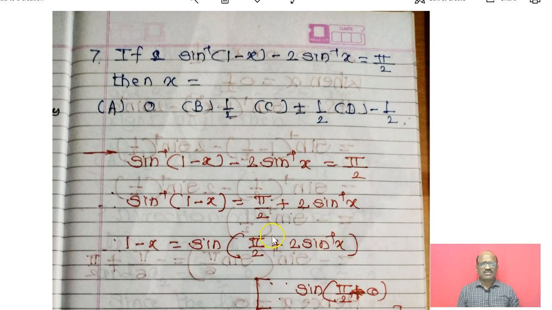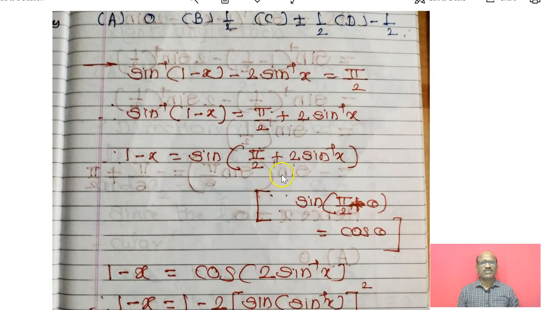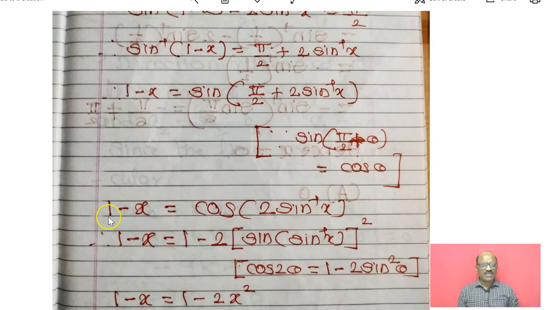And therefore, 1 minus x is equal to sine of (pi by 2 plus 2 sine inverse of x). Now what is the sine of 90 plus theta? That is the cos of 2 times sine inverse of x. Now here, 1 minus x is the cos of 2 sine inverse of x. Therefore, 1 minus x is equal to cos of 2 times theta. And what is the cos of 2 times theta? That is nothing but 1 minus 2 sine square theta.